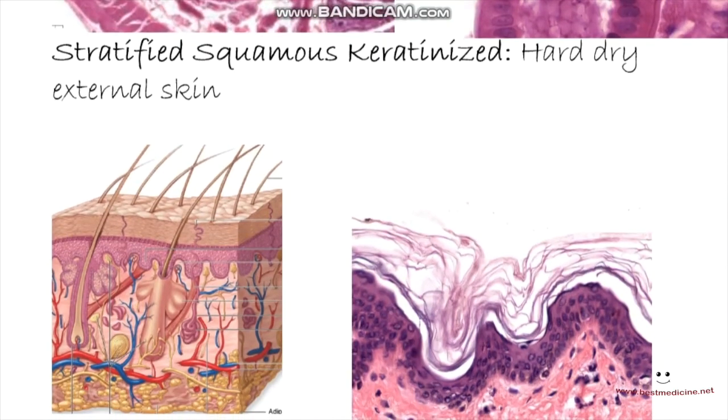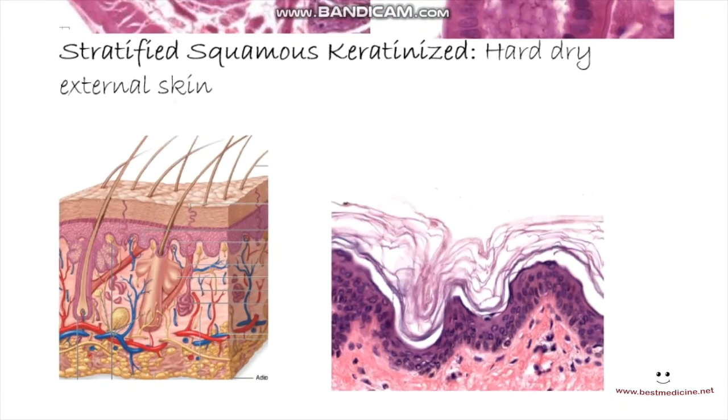Okay, moving on. Stratified squamous keratinized epithelium. Now, this time we have stratified squamous. Stratified squamous epithelium can actually be of two types. It can either be keratinized or non-keratinized. What is keratinized? What is non-keratinized? Well, keratinized stuff would have keratin in it. And what is keratin? Keratin is actually a protein that makes these epithelia very dry, scaly, hard, rigid. And so it would be found in areas that need to be hard, dry, and rigid.